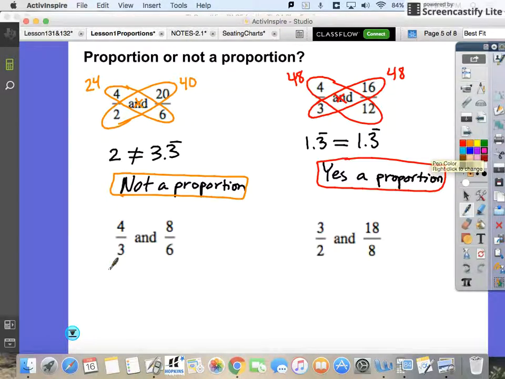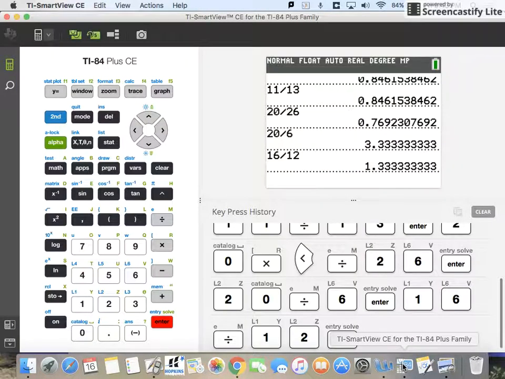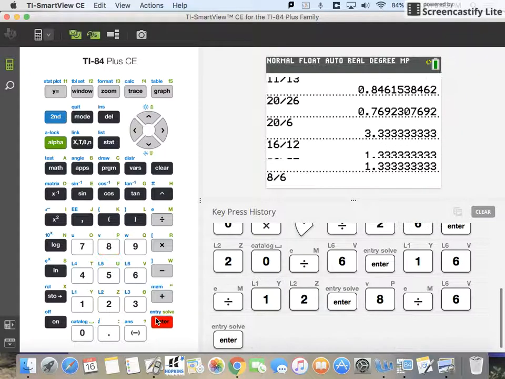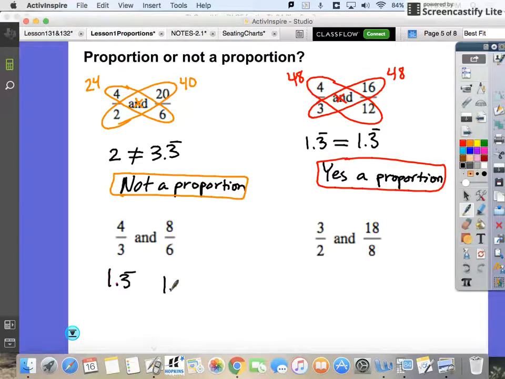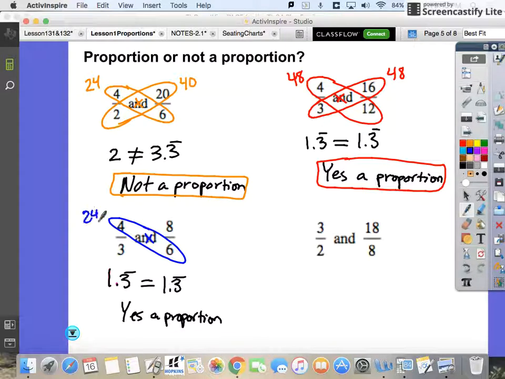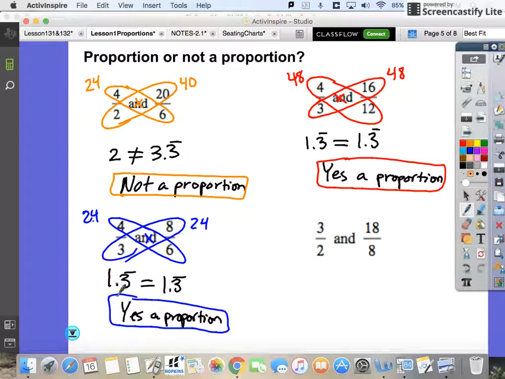Again, 4 divided by 3 is 1.33 repeating. 8 divided by 6 is also 1.3 repeating. Those are equal, so yes, it's a proportion. Again, the other way to check it is to cross multiply. 6 times 4 is 24. 3 times 8 is 24. Since this equals this, yes, it's a proportion.